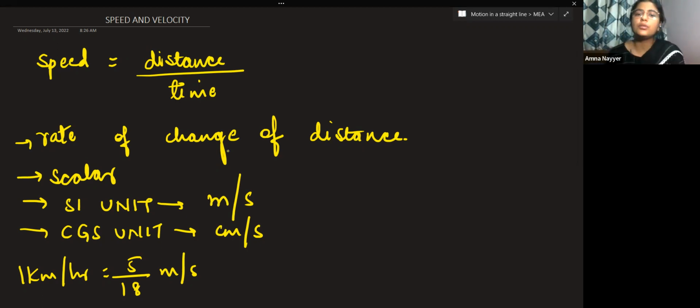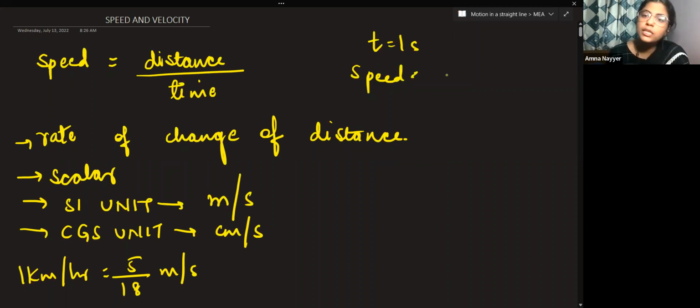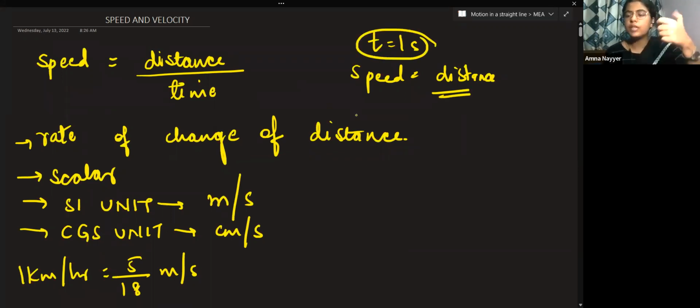So if you take t is equal to 1 second, then speed will be equal to the distance. So speed can be defined as the distance that is covered in 1 second. If you start a timer at t is equal to 0 and at t is equal to 1 you stop the timer, then whatever length has been covered, you call that a speed. So speed is the ratio of distance and time.